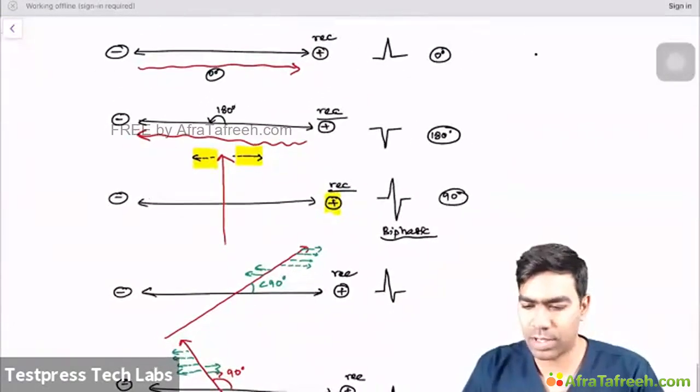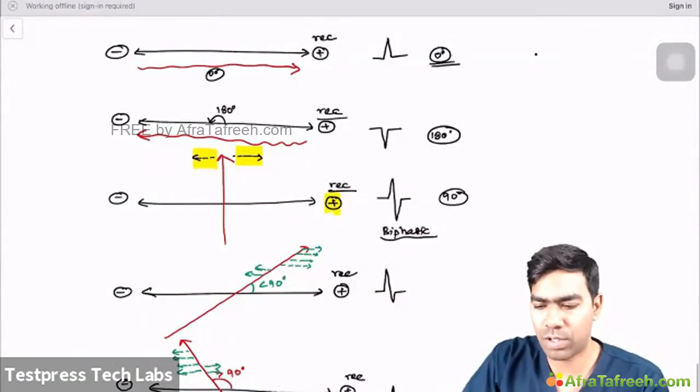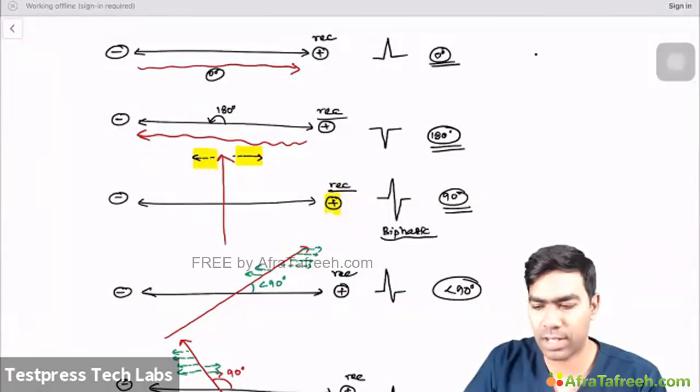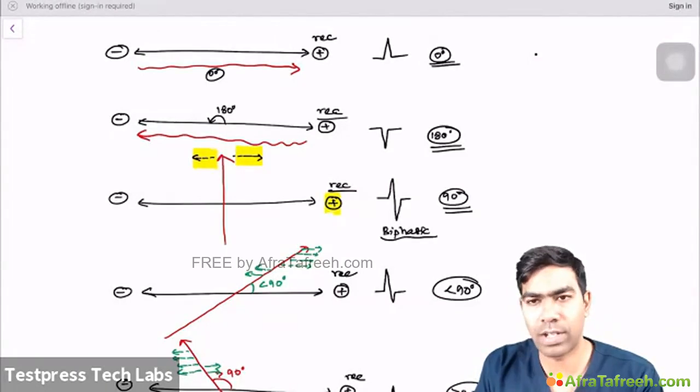So if the angle is 0 degrees, full positive; 180 degrees, exactly opposite, full negative; 90 degrees, biphasic. If it's less than 90 degrees, predominantly positive, less negative. If it's more than 90 degrees, predominantly negative, less positive. So this is how you're going to think about it. And this is how we are going to find out the cardiac axis itself in the first place.